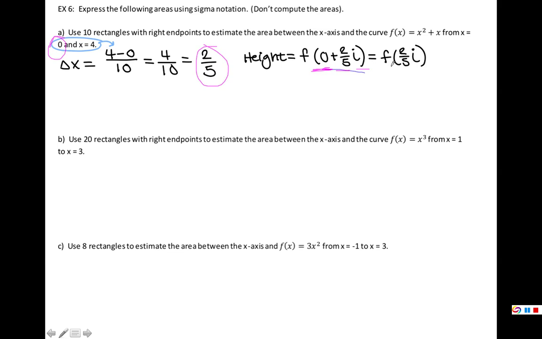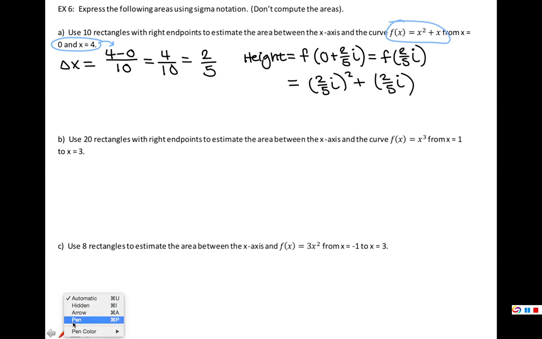So to get my height, I have to take the 2/5 I and plug that into the function I have circled in blue. So I replaced both of the x's with 2/5 I. That gave me 2/5 I squared, that's the x squared, plus 2/5 I, that's the x. So this is an expression for my height. The 2/5 is my width.